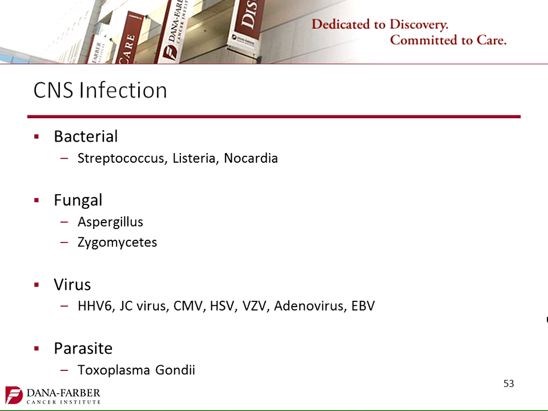So lastly, we'll just talk briefly about CNS infections. Although bacterial in the general population is a little more common, we rarely see bacterial infections unless it's in a chronically immunosuppressed patient. Aspergillus, zygomycosis such as mucor, viral infections are more commonly the things we see in transplants, such as HHV6, CMV, HSV, VZV, and then more rarely adeno, JC, and then EBV, or toxoplasma in patients that are toxo-positive pre-transplant.